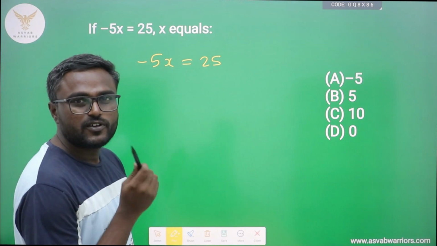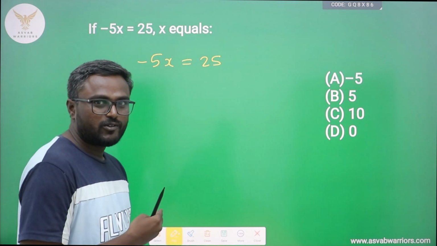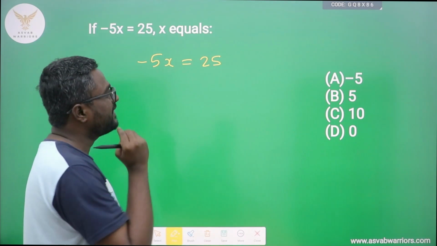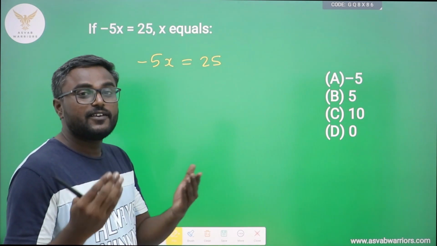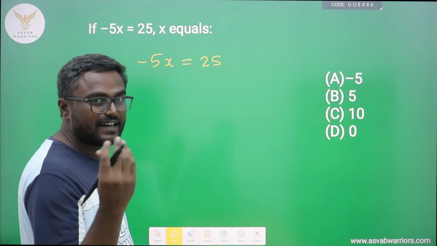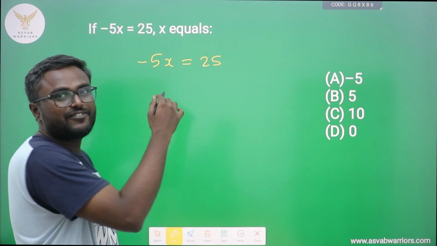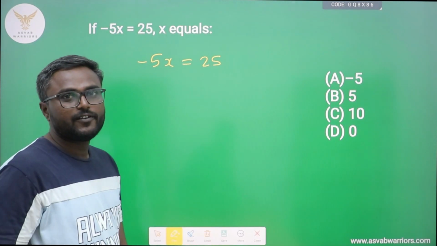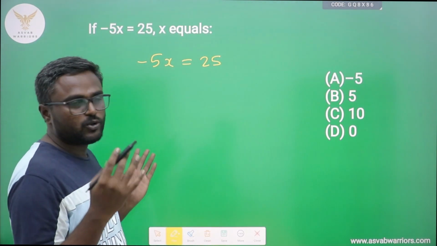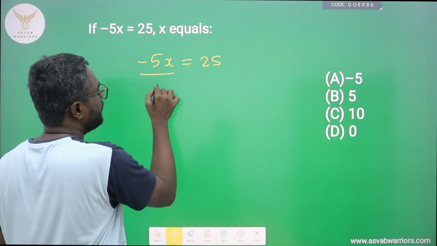You guys can just pause the video, try solving it, and come back after 30 seconds to see if the answer is correct or not. Till then, I'll just solve it. So negative 5 times x is equal to 25. So what do we do? Divide both the sides by negative 5.